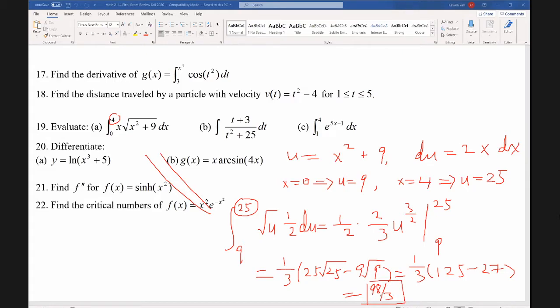Okay, so please correct my mistake. The answer is 98 over 3. So you have to be very careful, right? You don't want to make any mistake on the final. The final answer is 98 over 3, right? Almost the same, except that the upper limit is not 45, but 25.